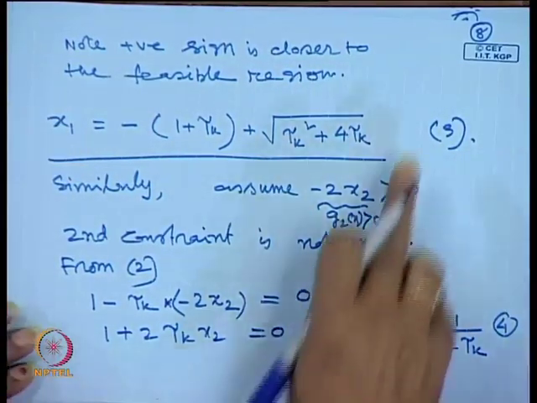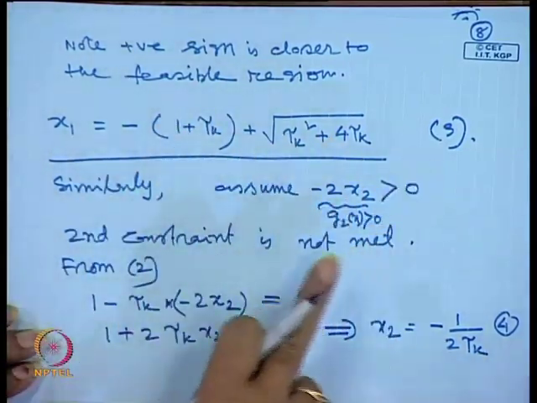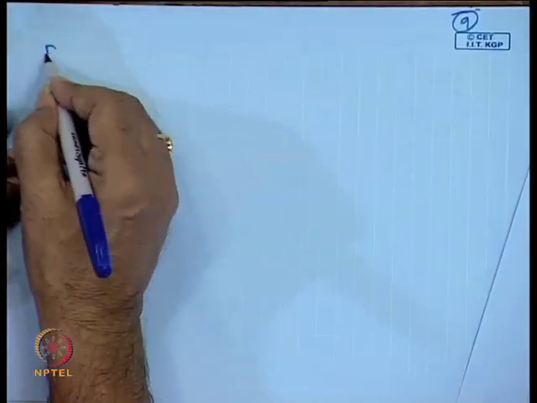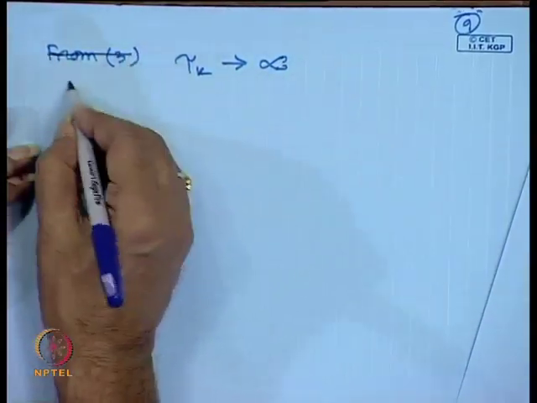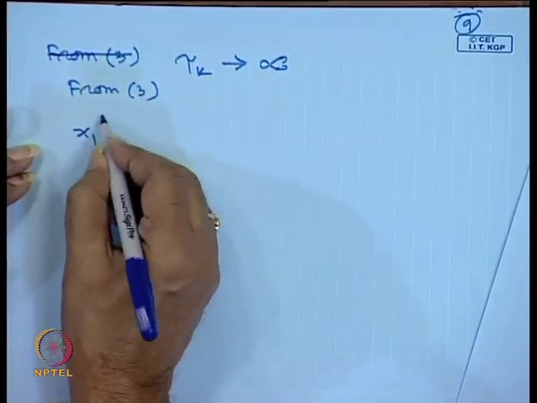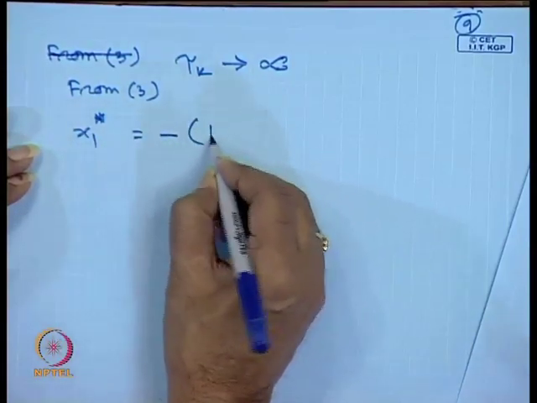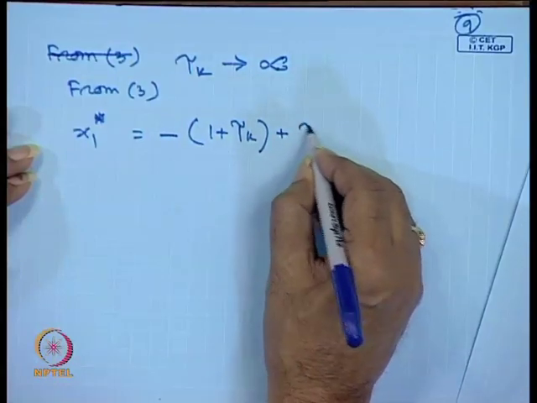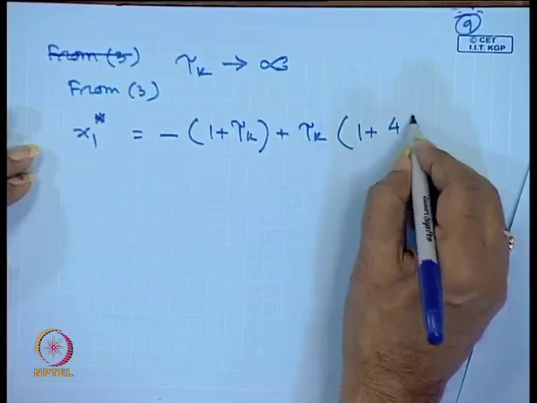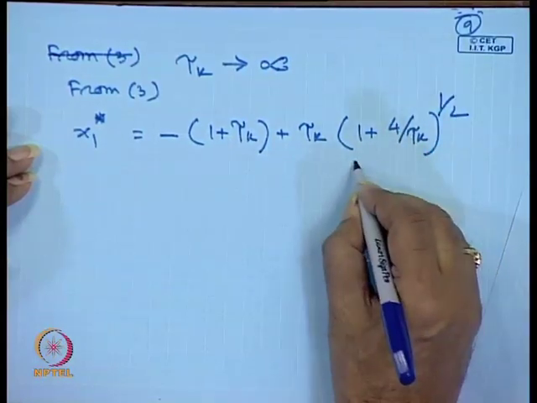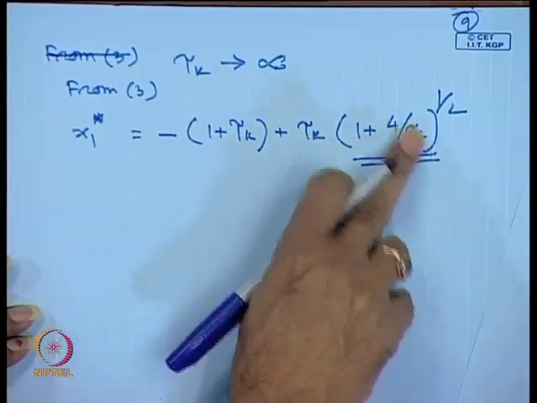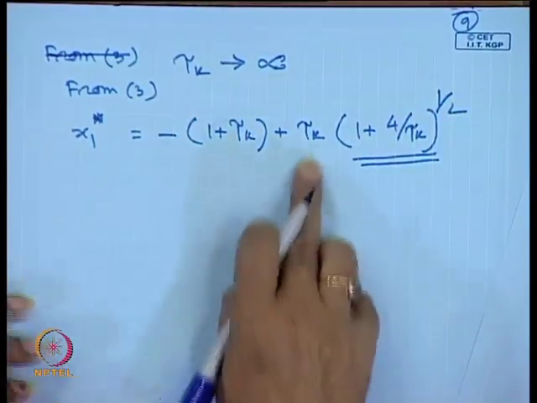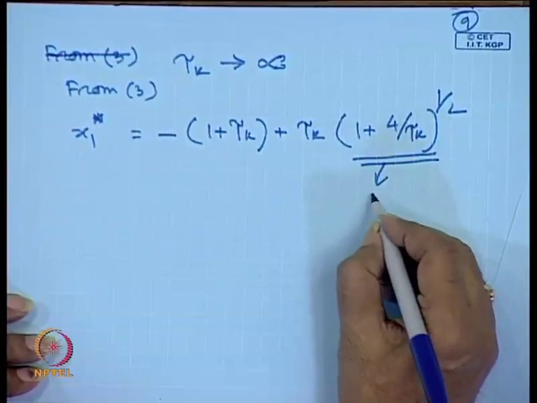Now, you see this one, when tau k approaches infinity, very large values, this merges to 1. So, from equation 3, when tau k tends to infinity, x 1 optimum value is minus 1 plus tau k times 1 plus 4 by tau k to the half. If you expand this thing by binomial expression, because you cannot put tau k equal to infinity directly, you have to do the binomial expansion.